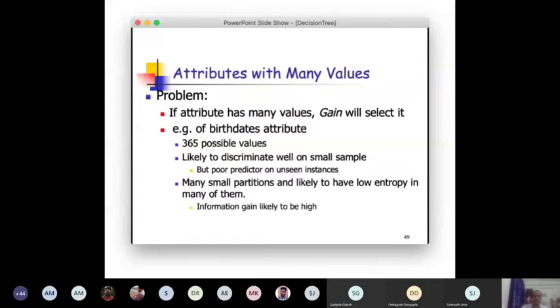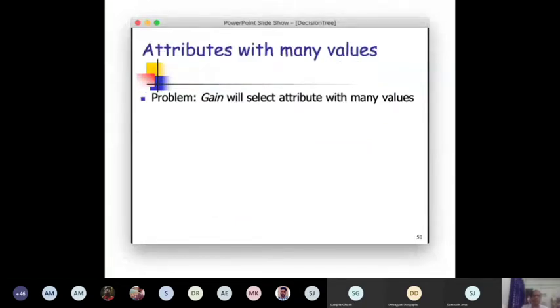And this is the reason: many small partitions are likely to have low entropy, and you have higher information gain. So what should you do in that case? You have to normalize the information gain with respect to certain properties of this kind of attribute. And what kind of property can you think of?